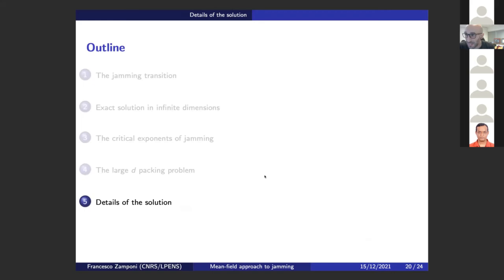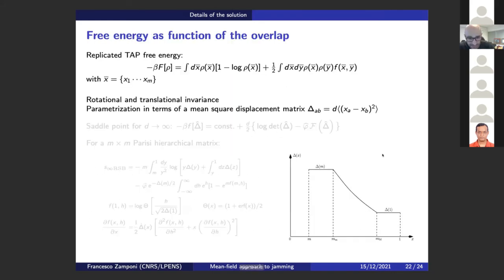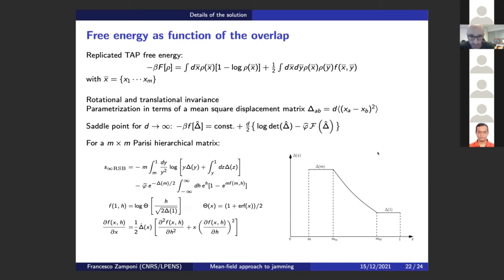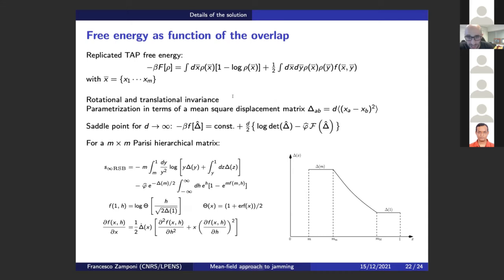Okay, I had a bunch of details on the solution that I'm going to skip because they basically overlap with what Shri already described quickly at the end of his talk. The only thing I wanted to mention is that you can construct this full RSB for this hard sphere problem in infinite dimensions. You have equations that look like the ones of the Sherrington-Kirkpatrick model.